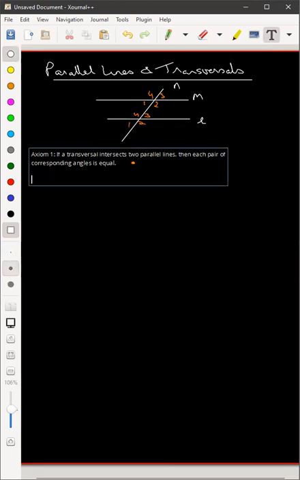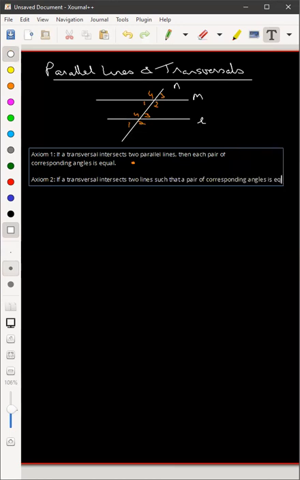Axiom 2. Another axiom related to parallel lines and transversals. If a transversal intersects two lines such that a pair of corresponding angles is equal, then the two lines are parallel to each other. This is the converse of the earlier one.